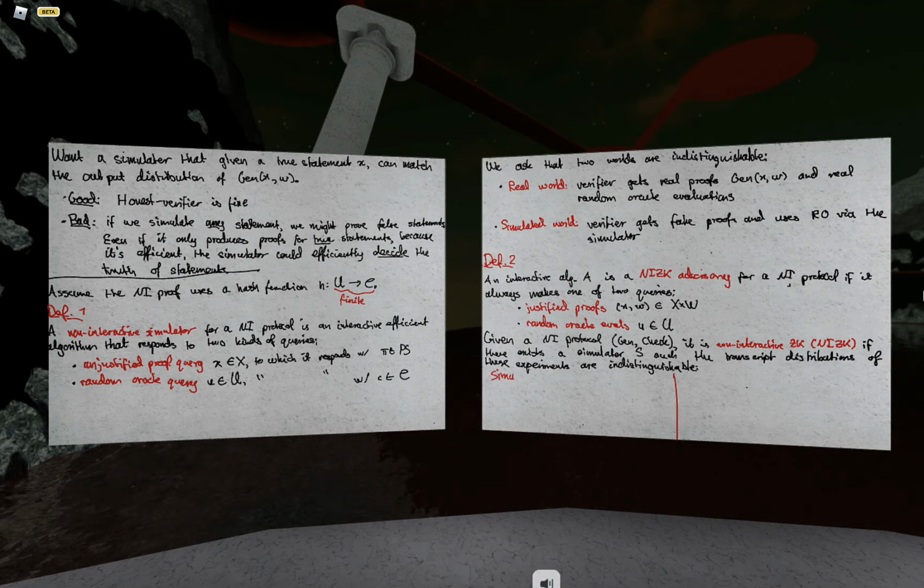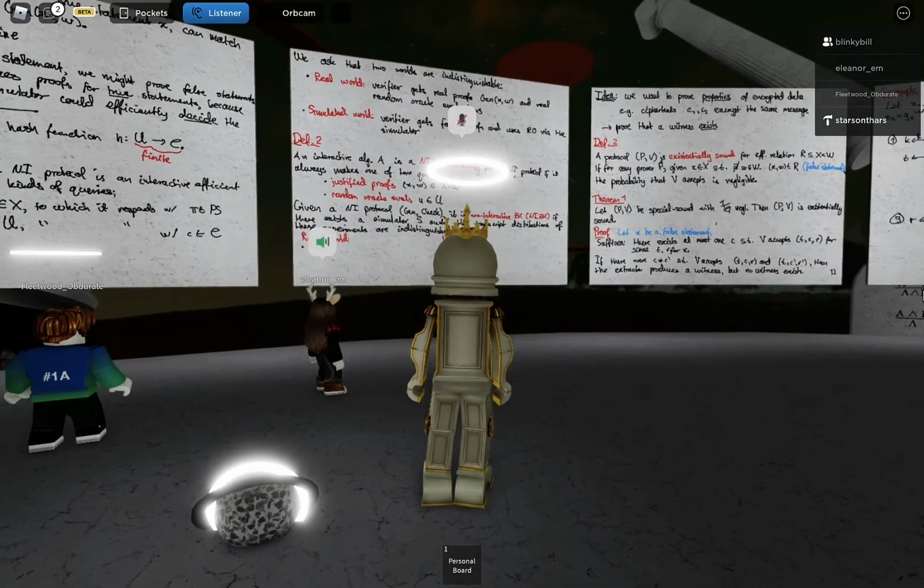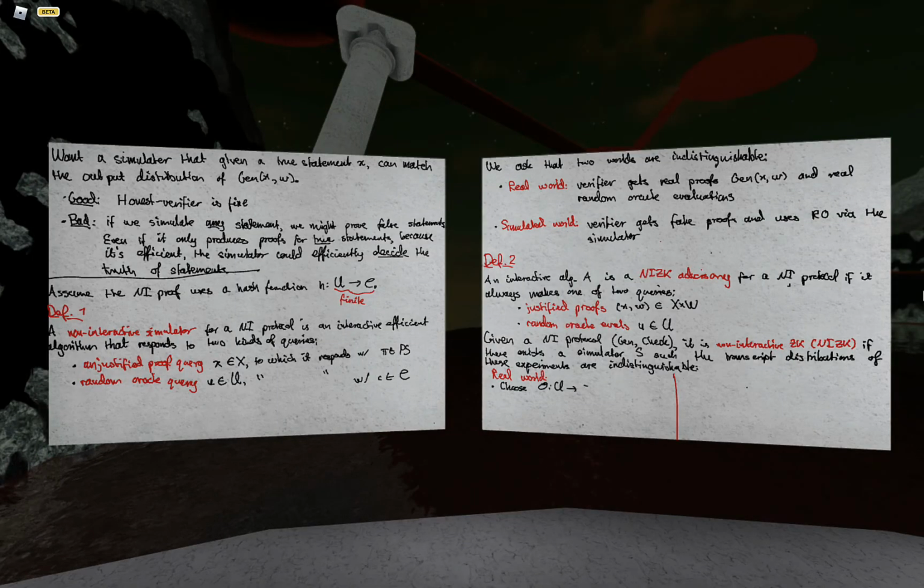Okay, simulated world. Oh, sorry, I should start with real world to be consistent. So in the real world, at the start, we choose an oracle uniformly at random. And we answer a proof query by just running the proving algorithm. And we answer the oracle query with, you guessed it, the result of evaluating the oracle on U. That's the real world.